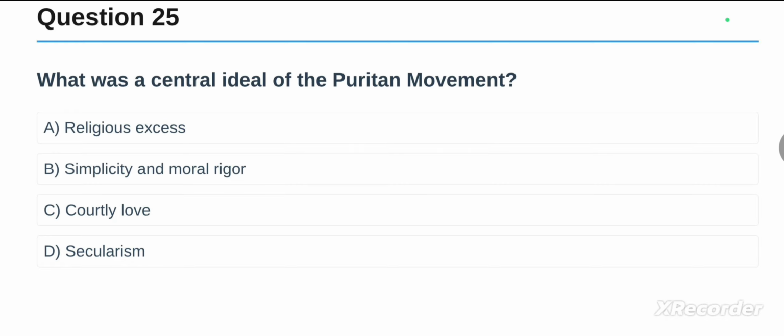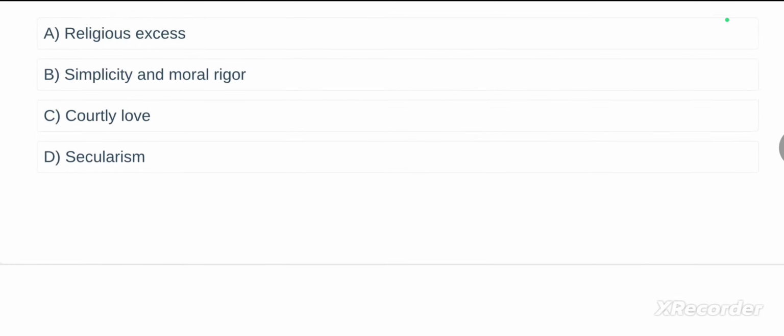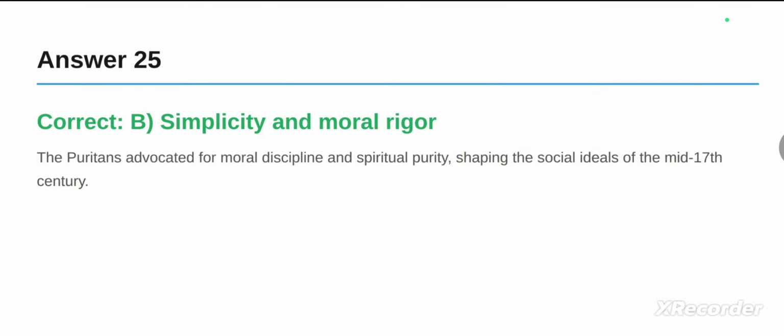Question number 25. What was the central ideal of the Puritan movement? The answer is simplicity and moral rigor. The Puritans advocated for moral discipline and spiritual purity, shaping the social ideals of the mid-17th century.